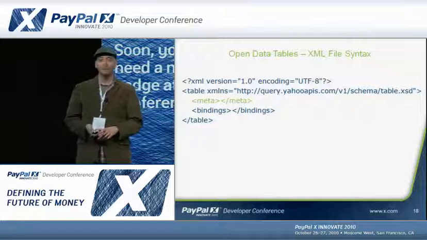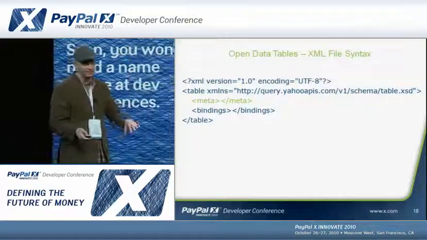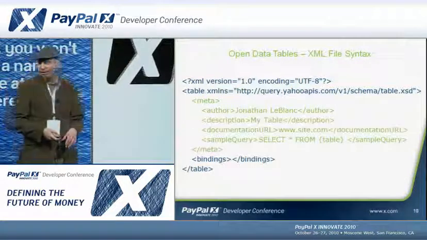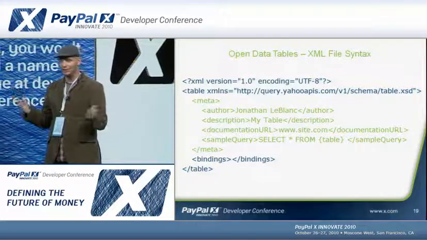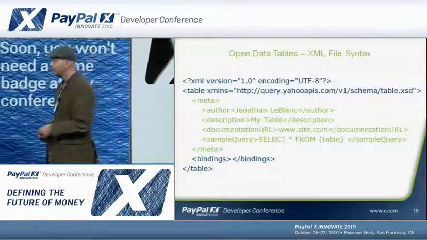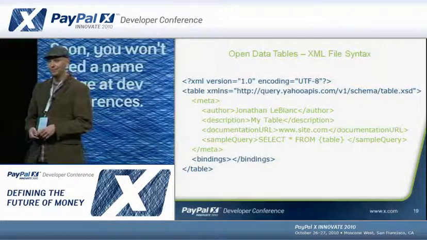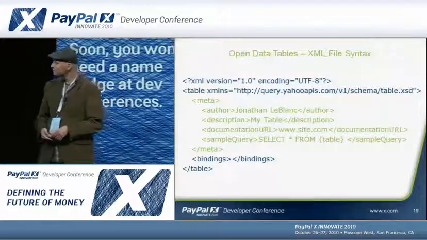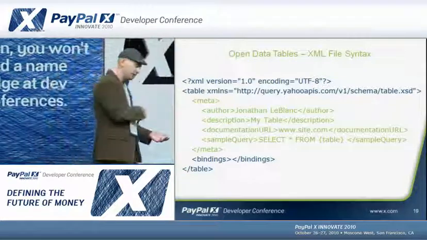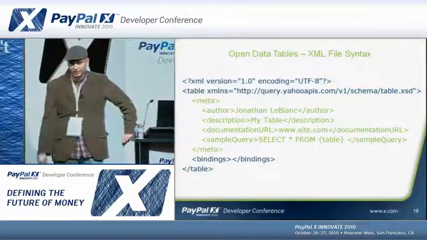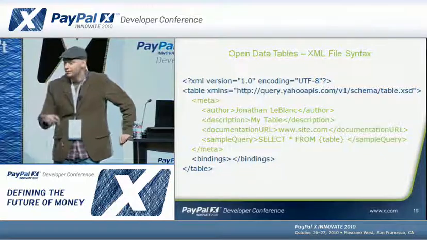Let's take a look at the meta tag and see what it has available to it. If we open that up, we see things like author, description, some basic information on what your table's supposed to do and who wrote it. It's good to also include a way of contacting the person. Documentation URL, if you're wrapping an API, link to the API docs. If you're wrapping a data source like an HTML page, link to the page.